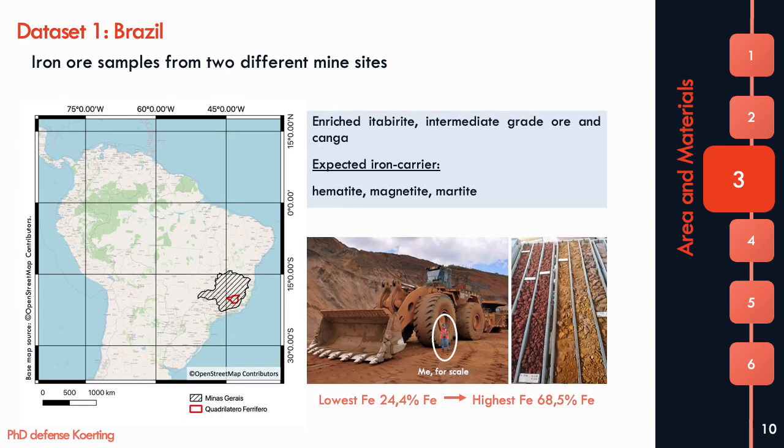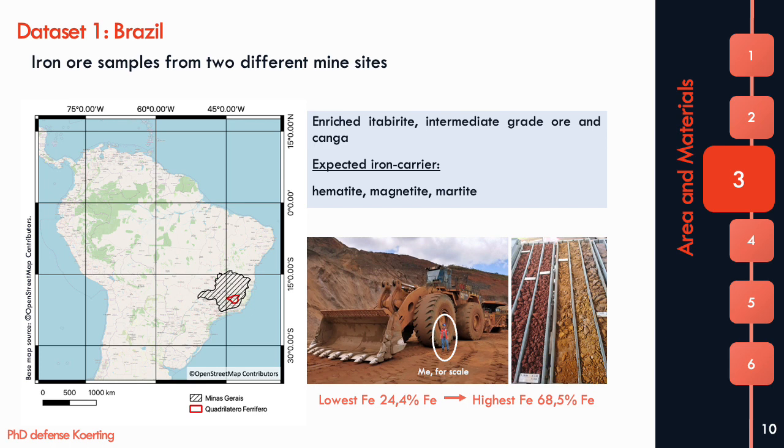For my iron ore samples, those are from 2 different mine sites in the Quadrilatero Ferrifero district. And here the supergene iron ores of the Minas Gerais district are divided into 3 categories: the enriched itabirite, the intermediate grade ore, and canga. All of these supergene iron ores result from the weathering of itabirite, and they degrade differently by undergoing this weathering under varying degrees of intensity. The expected iron ores here are hematite, magnetite, and martite, and amphiboles in the area are locally substituted by quartz.